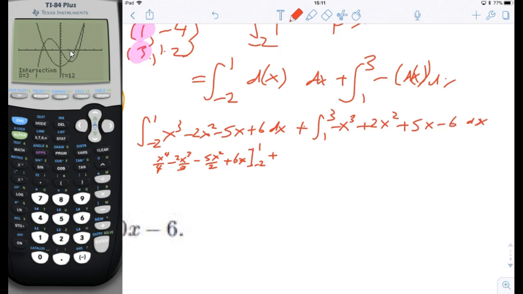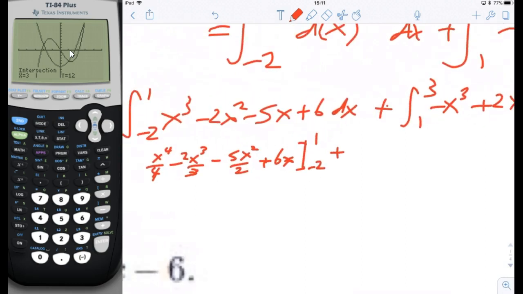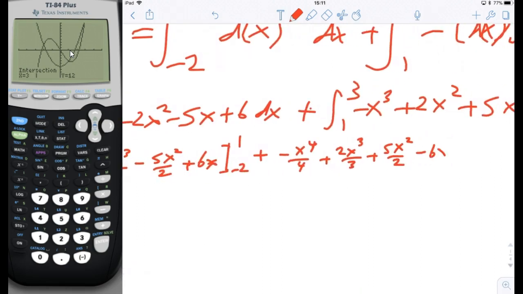So the integral is also going to come out everything inverse. So instead of x to the 4th over 4, it would be minus x to the 4th over 4. And then instead of negative 2x cubed, it's going to be positive 2x cubed over 3. Instead of minus 5x squared over 2, it's going to be plus 5x squared over 2. And instead of plus 6x, it's going to be minus 6x. And this integral is going to be from 1 to 3.